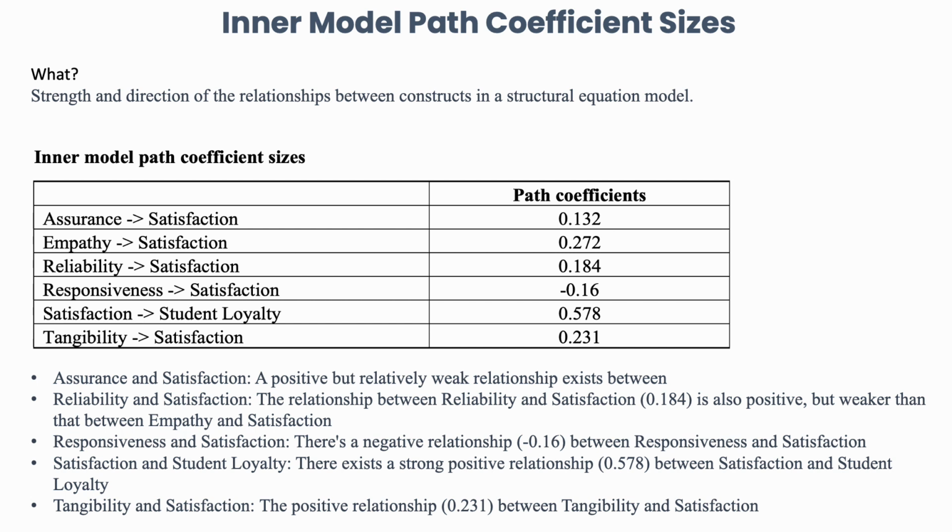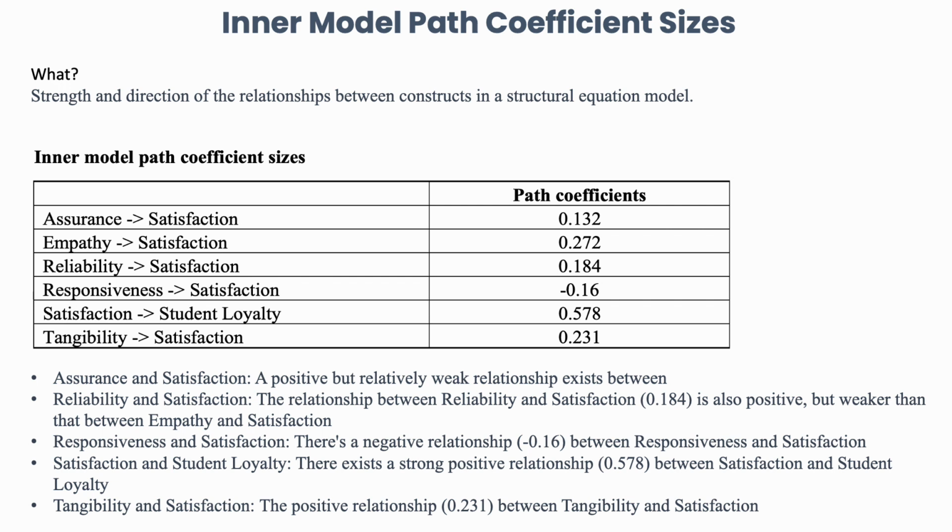Now, looking at the outcome of the analysis for this assignment, the result of the inner model path coefficient sizes shows the relationship between different variables in the model. The path coefficient represents the strength, as mentioned previously, and the direction of the relationship. If we look at the table, the path coefficient between assurance and satisfaction is 0.132, revealing a positive but relatively weak relationship. This indicates that when customers perceive a higher level of assurance in a service, it has a small positive impact on their satisfaction.